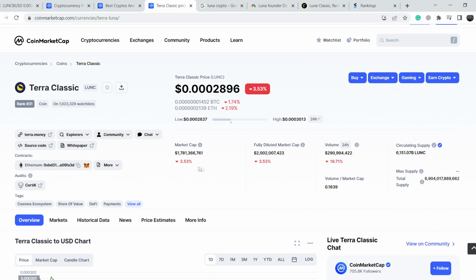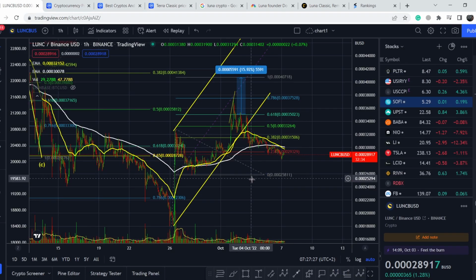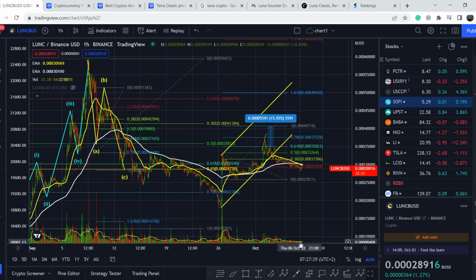For now, Terra Luna has a total market cap of $1.78 billion. It is a 3.53% decrease over the last day. And the total tradable volume is $290.99 million. It is a 19.72% decrease over the last day. And definitely this volume is not so high, and you can see right here that the volume is moving south. This means we are in a consolidation phase, and we are losing momentum, we are losing some support from the retail community. And let me show you some news that might be a catalyst for this asset.